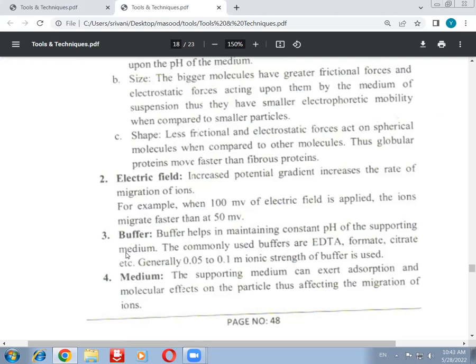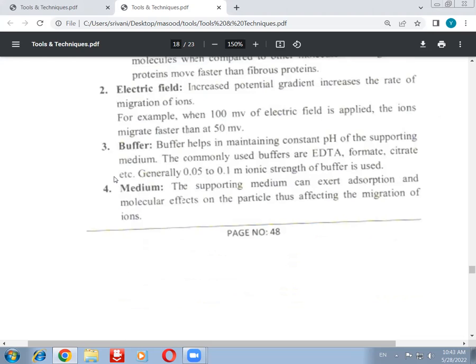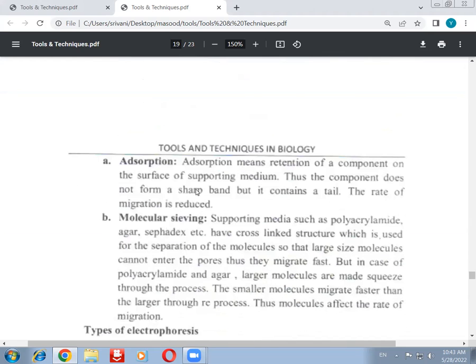Buffer helps in maintaining constant pH. Here the buffer is used to maintain pH. What is the buffer? EDTA, or citrate, no problem. Citric acid, citrate, formate, also no problem. Generally 0.05 to 0.1 M ionic strength of buffer is used. Medium: the supporting medium can exert adsorption and molecular effects. Due to adsorption, different types of molecules are adsorbed. So here the adsorption takes place as a sharp band, but it contains a tail.